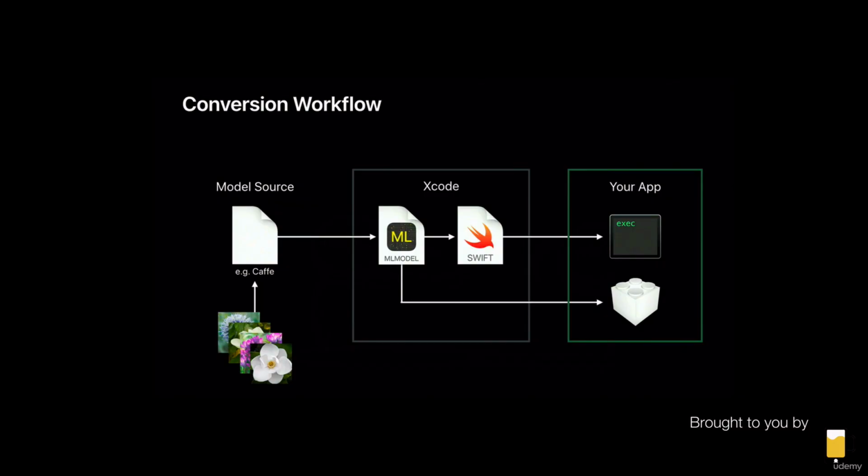So the Caffe model that we're using has already been trained on thousands upon thousands of images. And all that we're doing is taking that Caffe model and converting it into a .ml model, which can be seen and used by our Swift files and which can be loaded into our app.